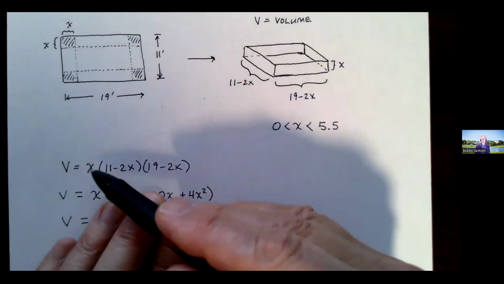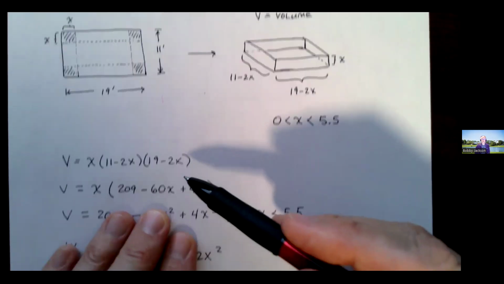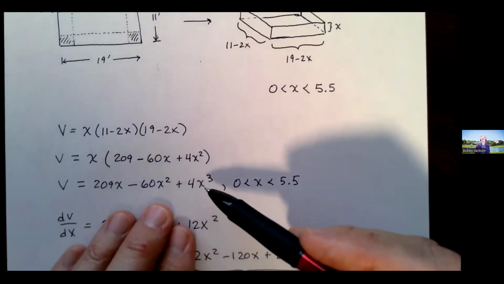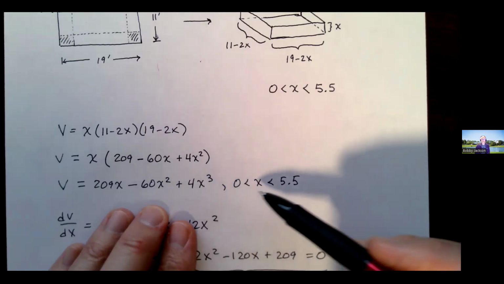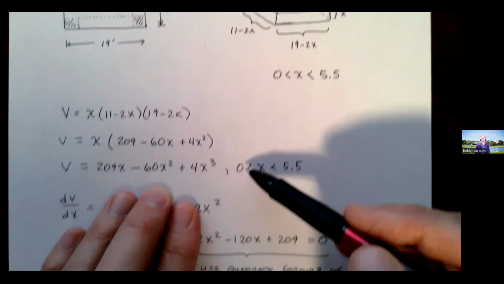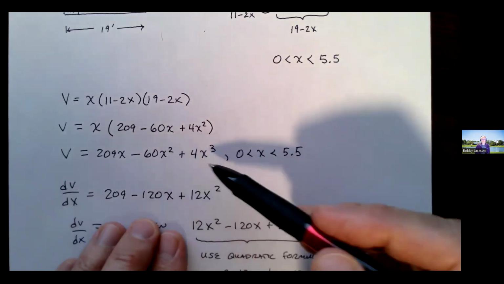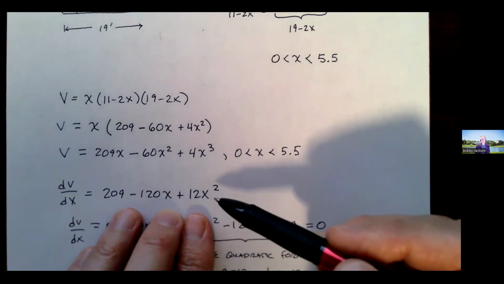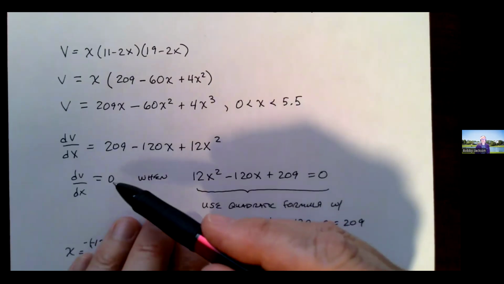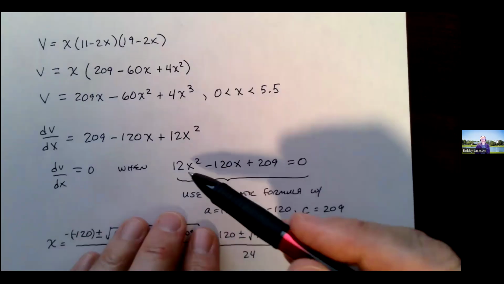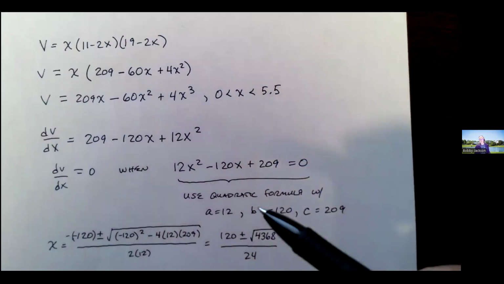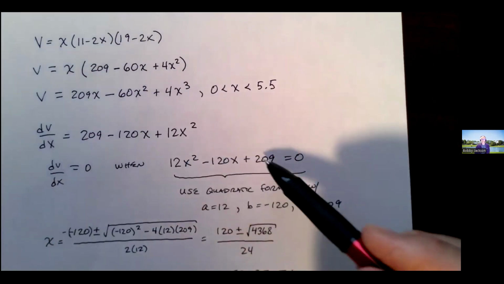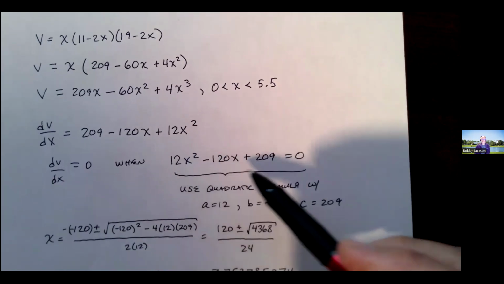So what I'm going to do here is distribute this out, expand this out, FOIL this out, multiply by X, and we get this as our function. Again, with this restriction on X. Finding the derivative is pretty easy for a polynomial function. We get this for our derivative, right? And then to find the critical value, I want to find when the derivative is 0. This requires us to solve this quadratic equation here. This is not something we can factor, not a very pretty thing.